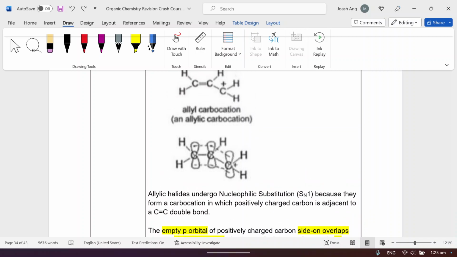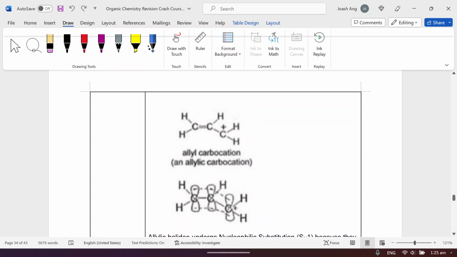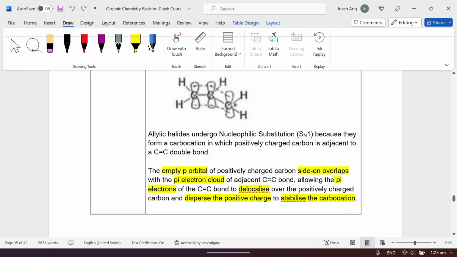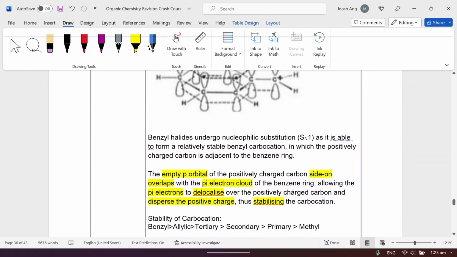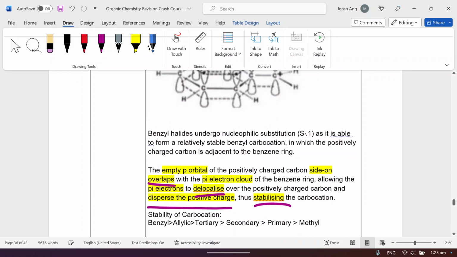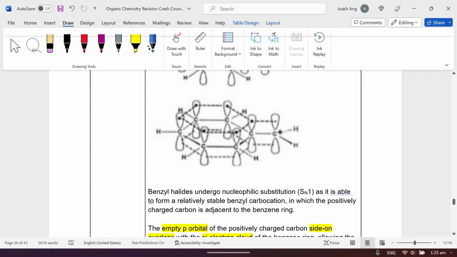I think I go through this in one of the Erin's notes videos. So just know that whenever there's a continuous overlap between p orbitals, you have delocalization. And delocalization of electrons means you can disperse your positive charge to stabilize the carbocation. Same for these benzyl halides. Disperse, positive charge, stabilize, overlap, and delocalize. So just take note of all these keywords, alright? And I would say the benzyl carbocation is more stable than the allylic because the positive charge is being dispersed across more carbon atoms.